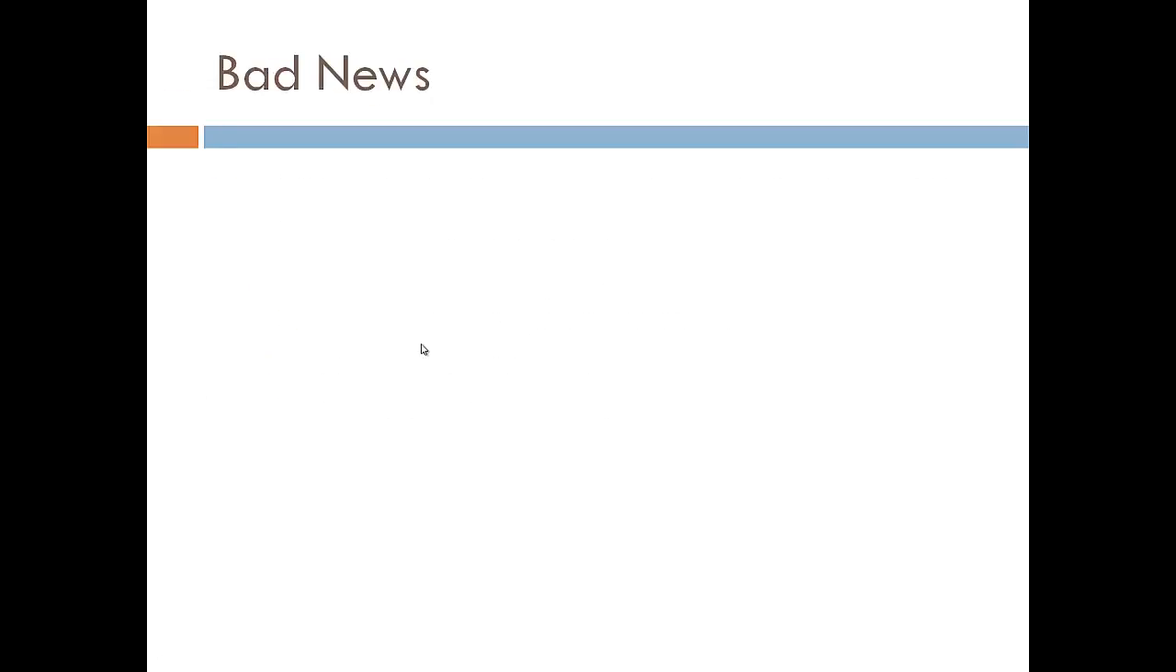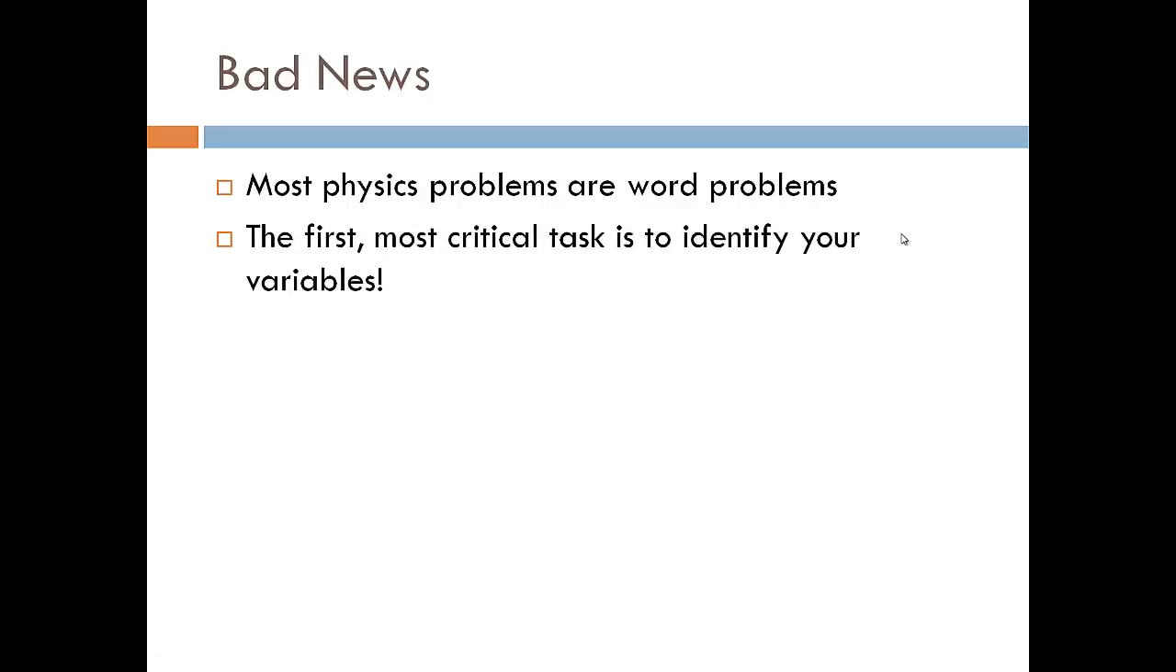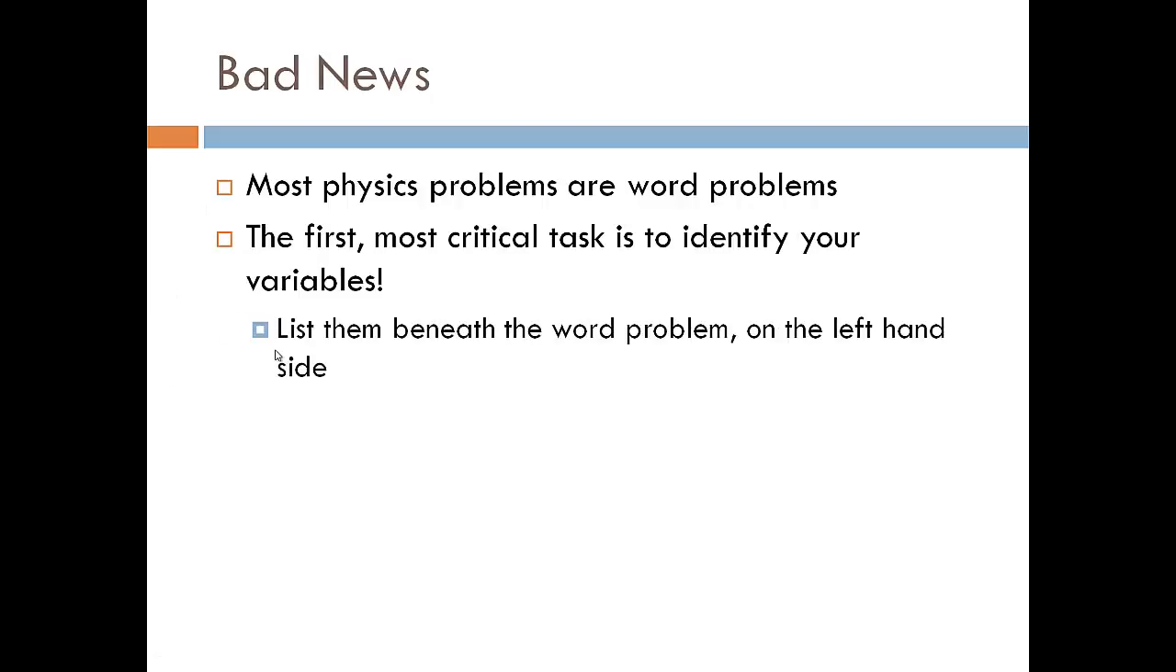Okay, now for the bad news. These physics problems that we're going to be solving are almost always word problems, because a word problem can be used to describe a real-life phenomenon, which is what physics is all about. So the first thing we have to do is pull out of this paragraph, the written word problem, what variables are being given. What kind of data do we have in this word problem? So that's our very first and actually most important task, is to identify the correct variables. In order to keep this tidy, once you know what they are, we're just going to write them down beneath the word problem in a nice neat column on the left-hand side.